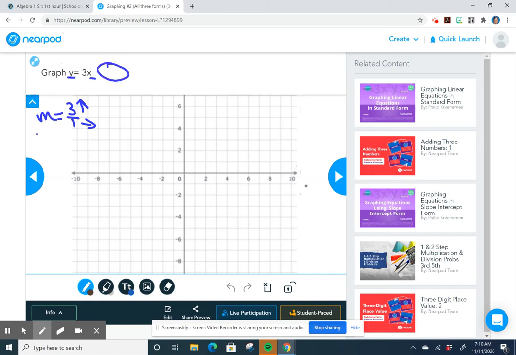We do not have a b value. It's kind of hidden, so the b value is 0. So we start at the origin. And then we're going to go up 3, right 1, up 3, right 1. Now the opposite of that is going down 3, left 1, as many times as you can. Do your best to draw a straight line with arrows on the ends.